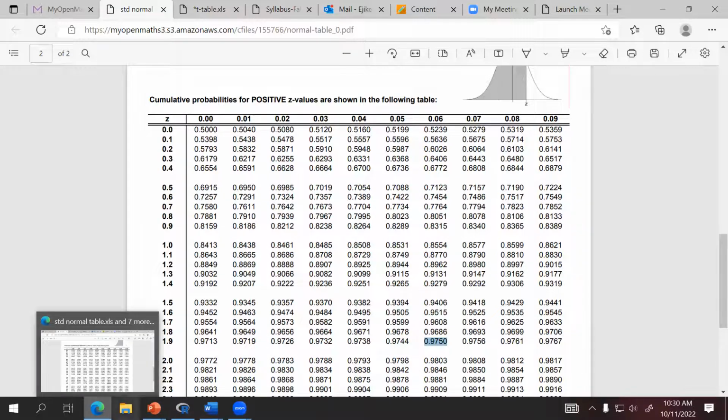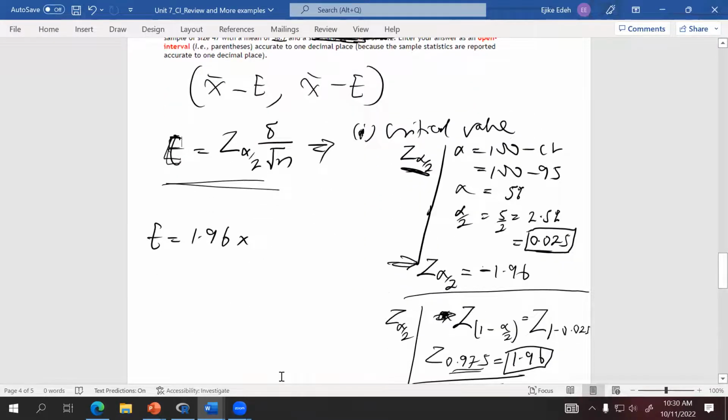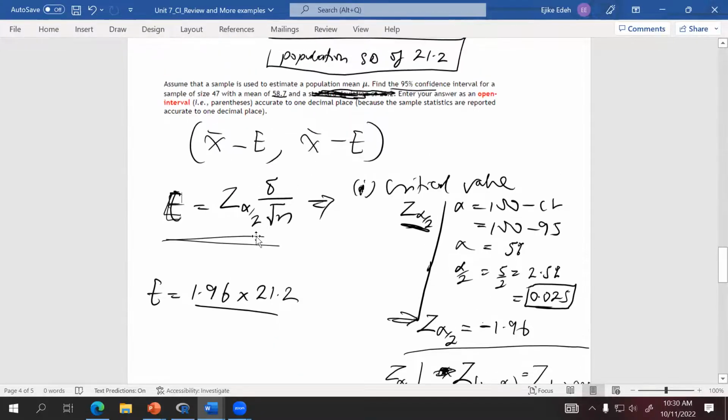So if we do that, the critical value we have here is 1.96. If you do the negative, remember you're using the positive. If you want to work with the positive, that is fine. So we go over here to put in the value. We know that our margin of error is going to be 1.96 times the population standard deviation, which we know from the question to be 21.1, divided by the square root of the sample size. And we know that the sample size is 47.